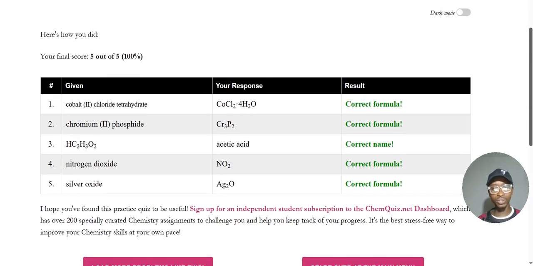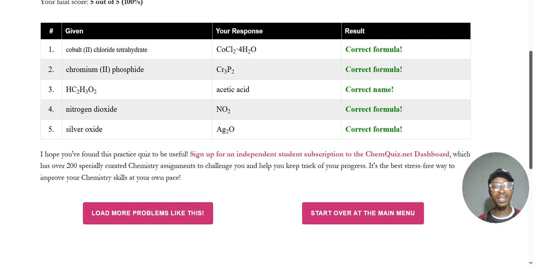Oh, that's awesome. You can see that all the answers are correct. These are the responses for cobalt(II) chloride tetrahydrate, CoCl2.4H2O, and that is actually a correct formula. Then for chromium(II) phosphide, our response is Cr3P2, and that's also a correct formula.